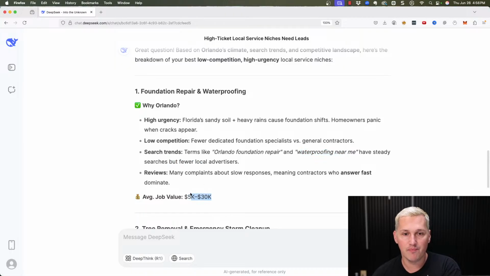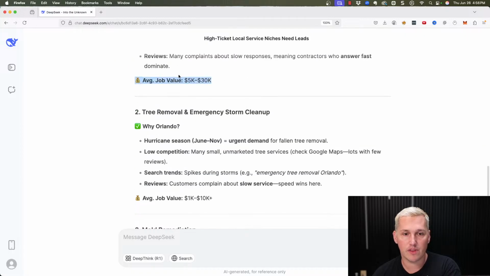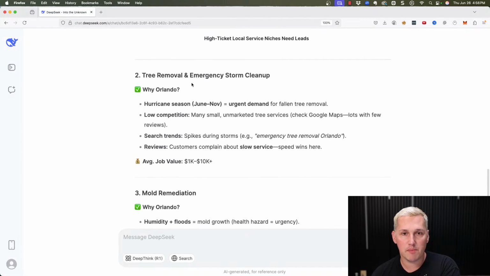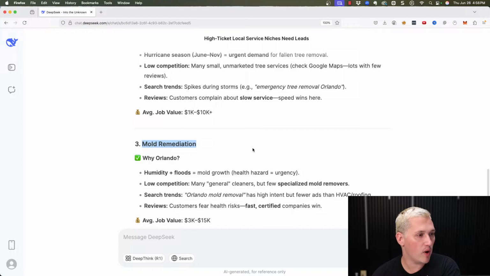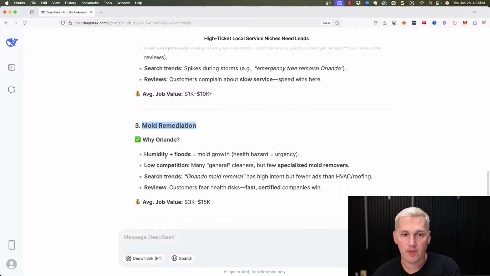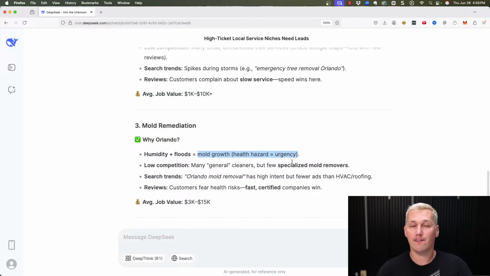And then here we got the value. We see some of the other same ones. Emergency storm cleanup, that's interesting. We got mold remediation in here as well. So humidity and floods equal mold growth. So it's very localized, right? This is something that you wouldn't really have to even think about because it's doing the work for you, but you can tell that it's actually accurate, right? There actually is a lot of humidity in Florida. There actually is a lot of flooding in Florida. So there's many general cleaners, but few specialize in mold removal.